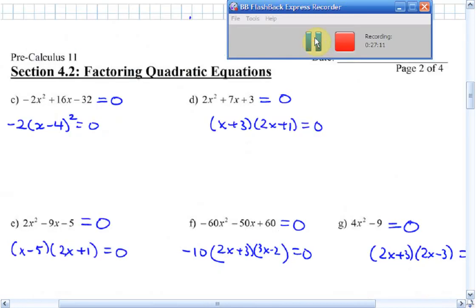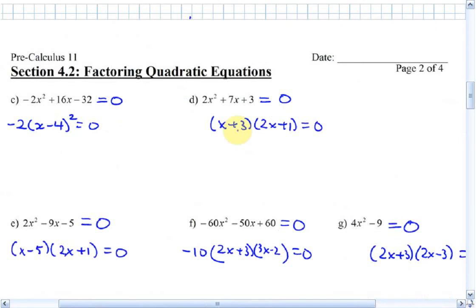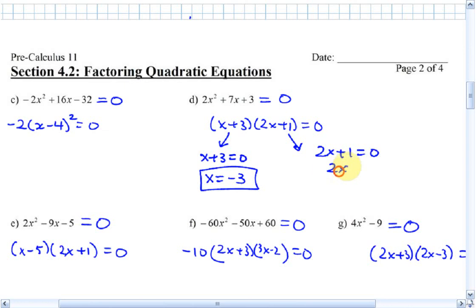Okay, let's do D first. What's the answer for D after this? You get x plus 3 equal to 0, and when you solve, x equals negative 3. And then you also want to make 2x plus 1 equal to 0. If you do that, you get 2x equals negative 1. And don't freak out if it's a fraction. It's okay. Divide both sides by 2, so x equals a half. Okay?